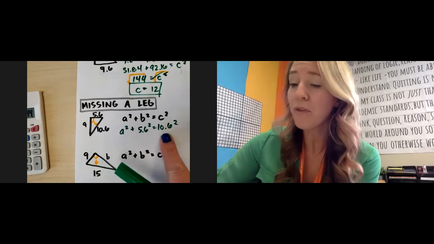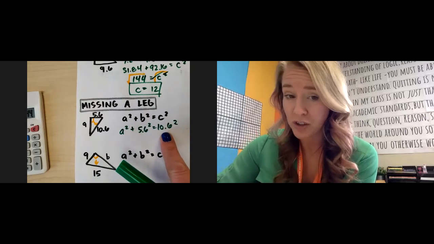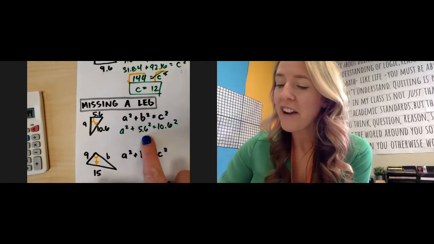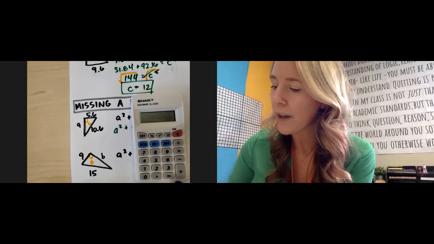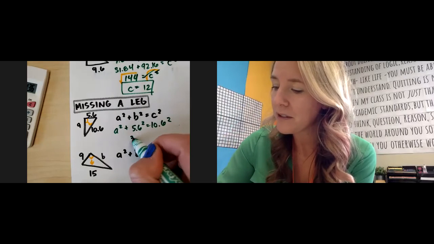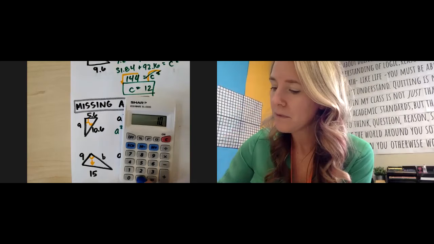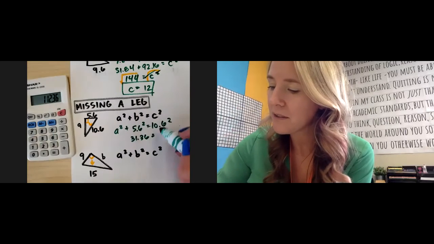A lot of students would say, oh, 5.6 plus 5.6 equals 10.6, but you have to square it. That changes the value. We're talking two-dimensional, and that changes things. So 5.6 squared, I'm just going to do 5.6 times itself twice. That's 31.36. 10.6 squared is going to be 112.36.